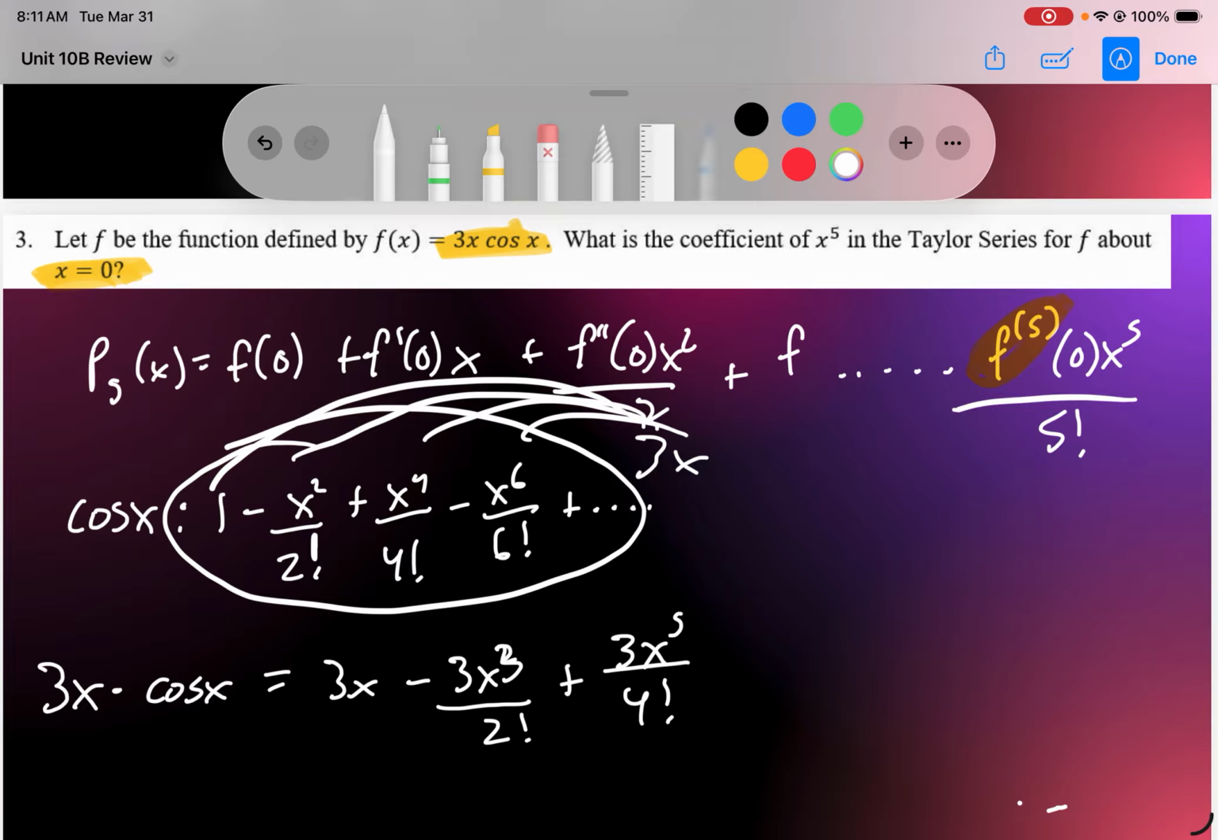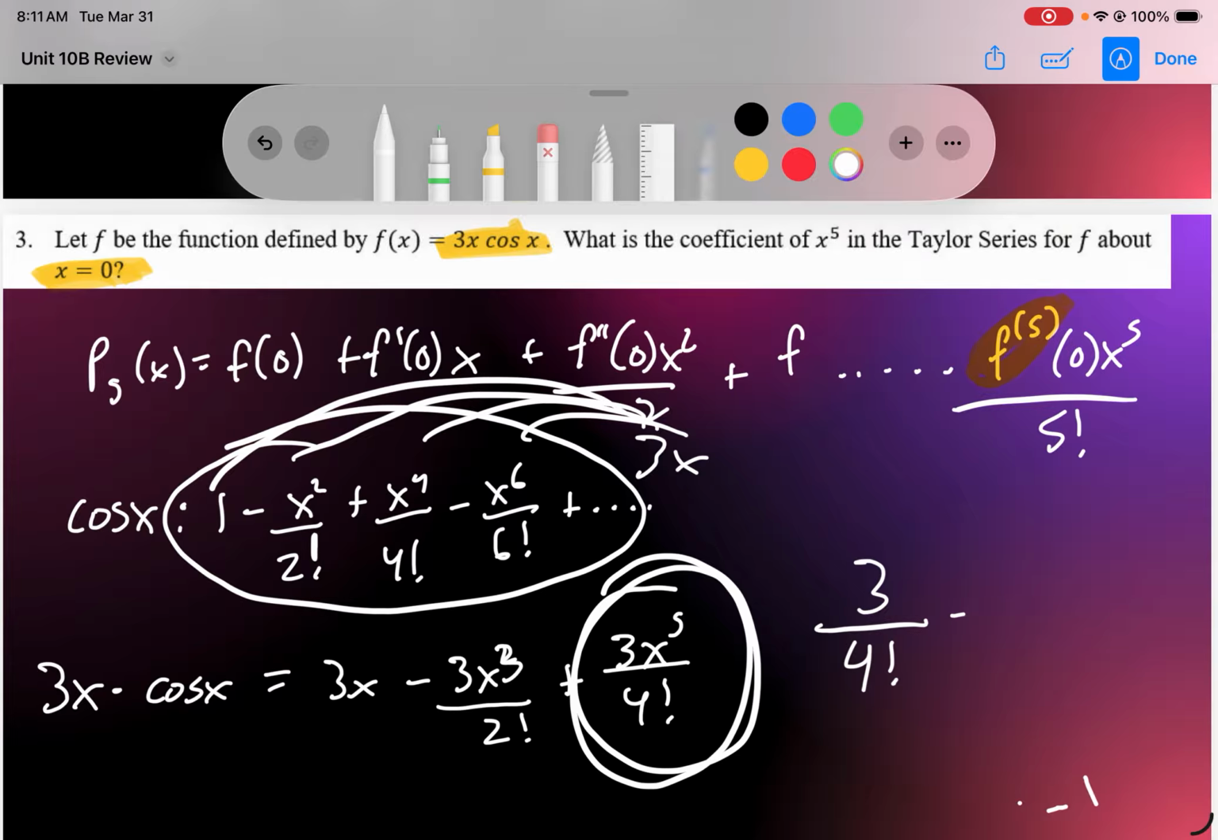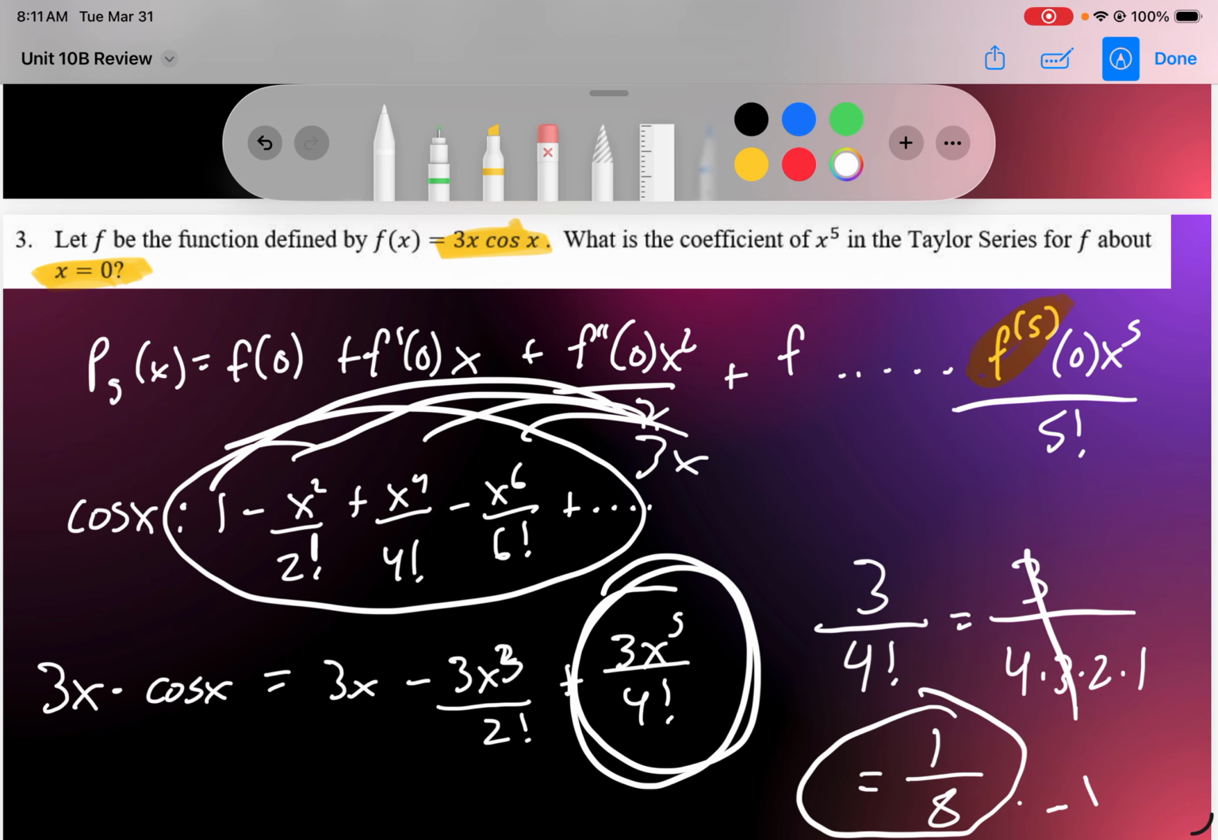I want to know the coefficient of the x to the power of 5. So it's this right here. So it's 3 over 4 factorial, which is 3 over 4 times 3 times 2 times 1. 3's cancel, and I just get 1 over 8. Final answer. The coefficient for x to the power of 5 of 3x cosine of x would be 1/8.